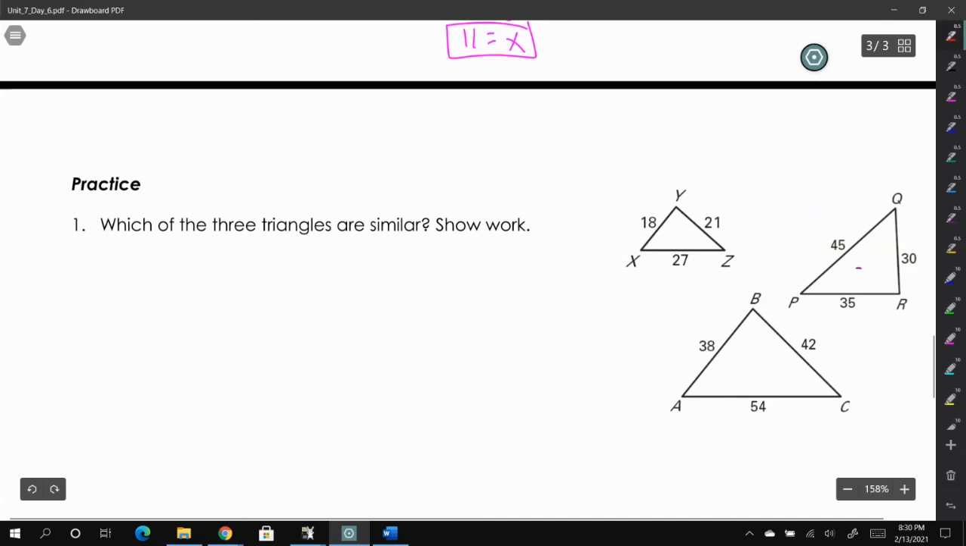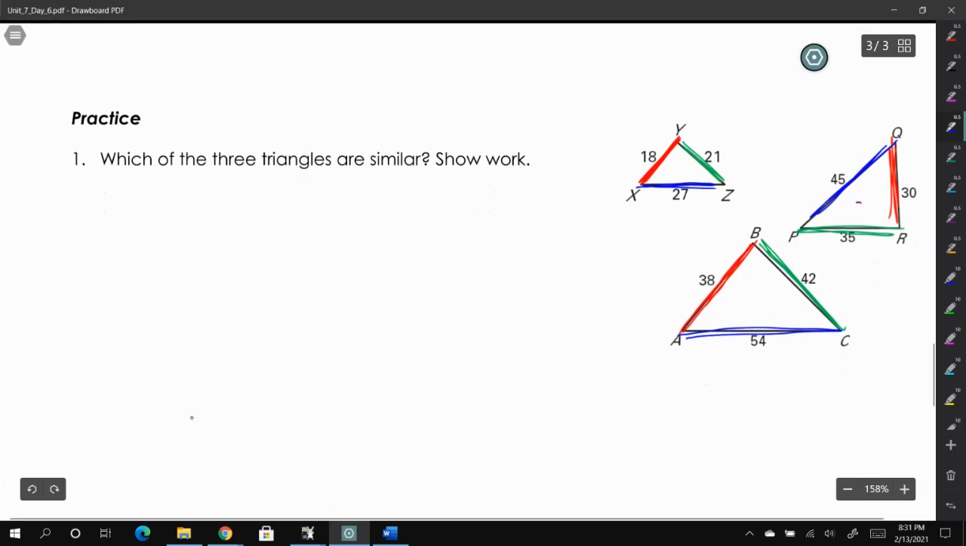So what I'm going to do is I'm going to highlight or mark all my smallest sides in red. So I know that those will go together in my fraction or my ratio. And then green for all the second smallest sides. And then for the longest sides, I'm going to do blue. So now it's going to be a little bit easier for me to set up.